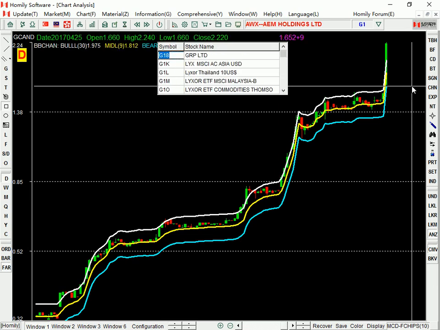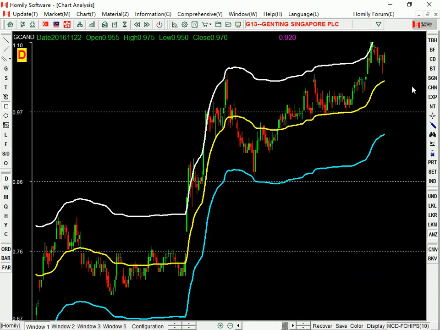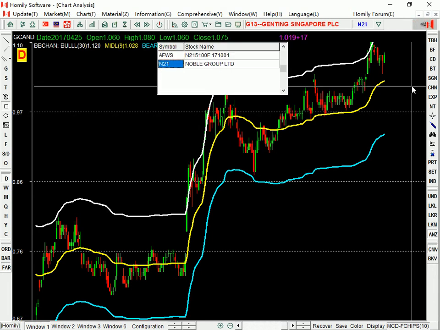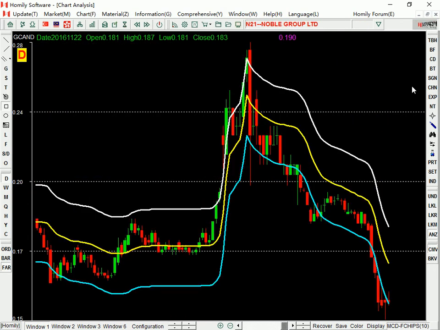Okay. So let's see Genting. Uptrend or downtrend? Still uptrend because all the lines are up. So this is the uptrend. So let's see Noble. Uptrend or downtrend? Obviously in the downtrend. Okay, so if you use this function, it's easy to help you judge whether the trend is uptrend or downtrend. You just look at the direction of the lines.